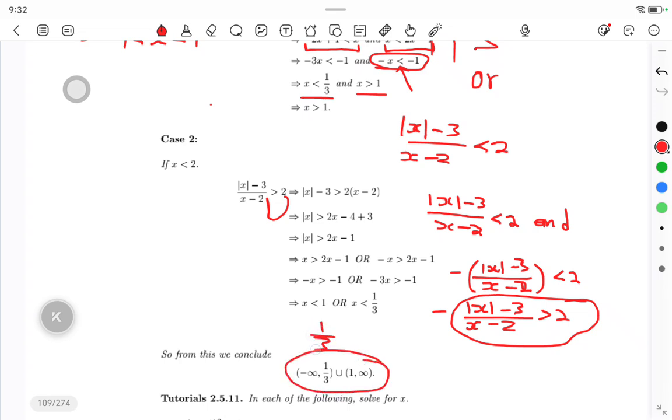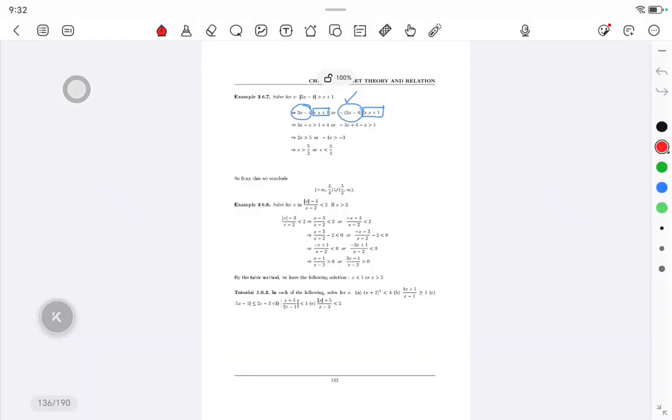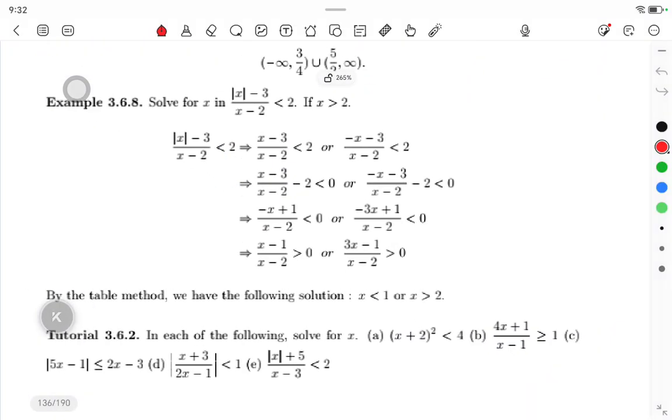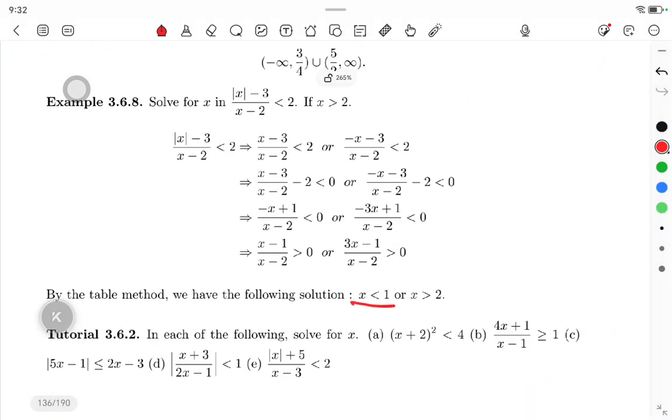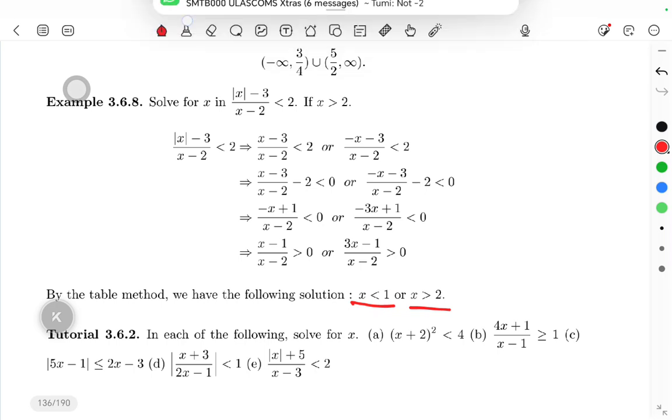1 over 3 and 1 here. You see, this one says that they decided to go with x greater than 1 and also x less than 1 over 3. But the other method gave us, and we confirmed that with a table, x less than 1, x greater than 2, while we're dealing with the same solution set. You say, right? So you'll decide, guys, which method to use on that.